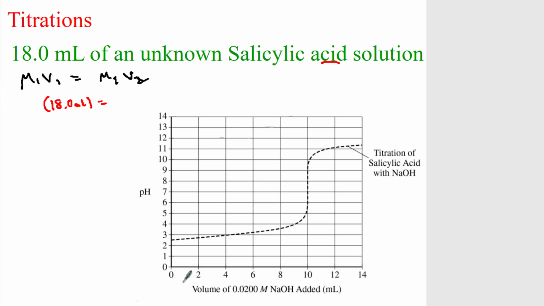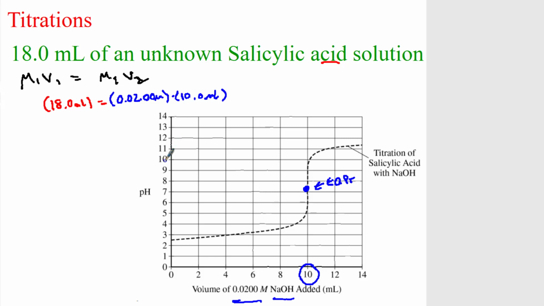Now I take a look at my graph right here, and you can see I have 0.02 molar of NaOH. That's my base, 0.0200 molar of my base. How much base did I add to get to the equivalence point? Well, the equivalence point is right there, isn't it? The equivalence point is right there, which means I've added 10 milliliters of this base.